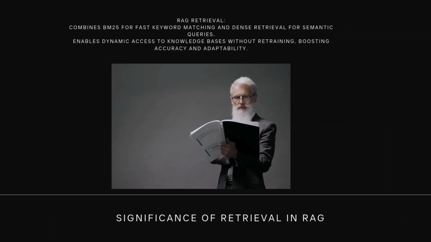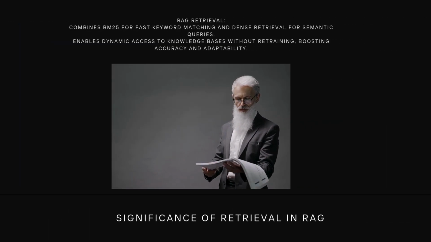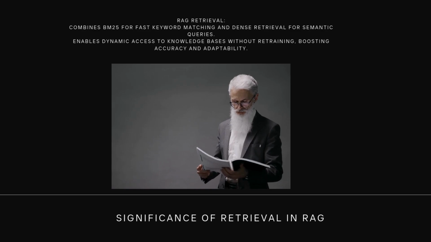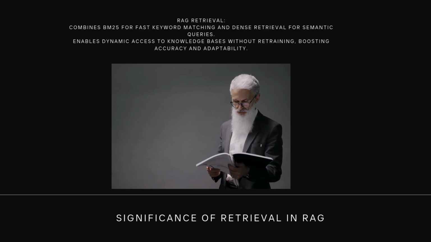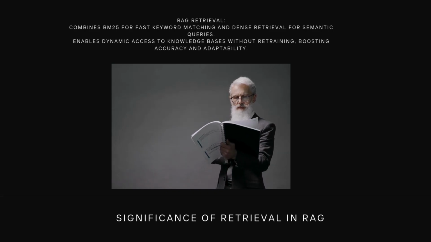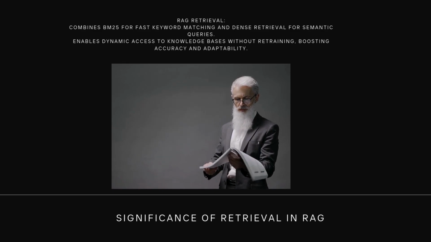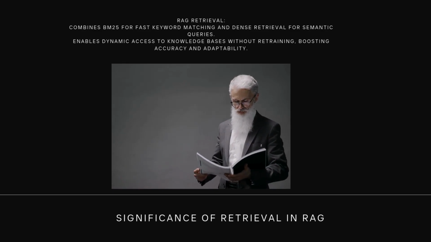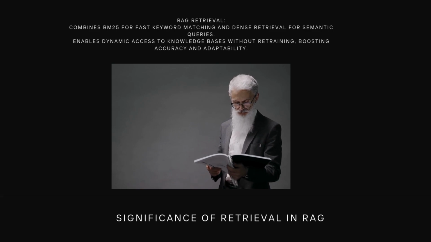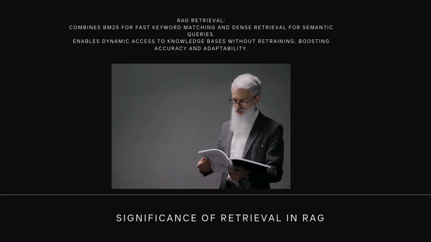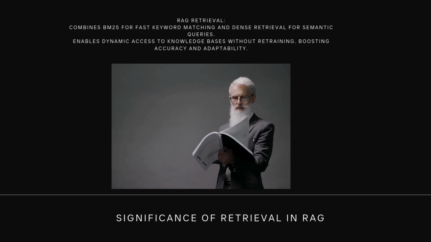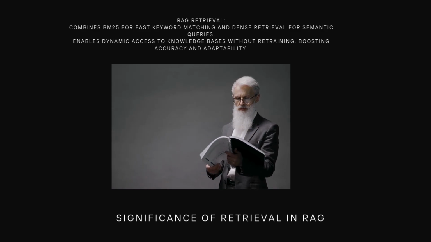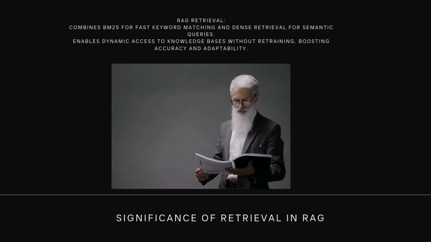Significance of retrieval in RAG. In the context of RAG, retrieval mechanisms are the backbone that ensures models generate accurate, fact-based outputs. By integrating these retrieval approaches, RAG systems can dynamically access vast knowledge bases without retraining, enhancing performance and adaptability. For example, a RAG model powered by BM25 can quickly fetch documents for straightforward queries, while dense retrieval fills in the gaps when the queries require deeper semantic understanding.